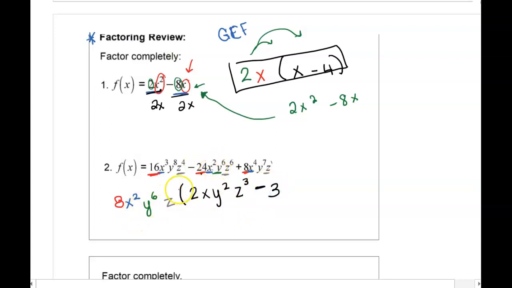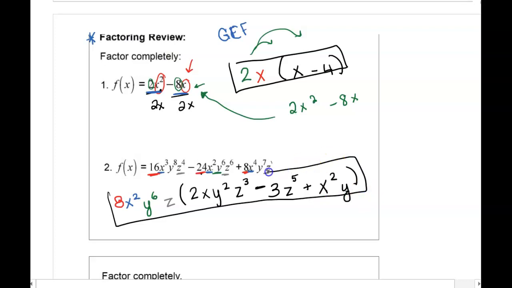X squared divided by x squared is 1, so when we're multiplying, I don't have to write it. Y to the 6th divided by y to the 6th, again, is just a 1. And then I have a z to the 6th divided by z, which is z to the 5th. And then the last one, plus. Well, 8 divided by 8 is 1. X to the 4th divided by x squared is x squared. Y to the 7th divided by y to the 6th is just y, and then a z divided by z is just 1. So this should be my final factored answer. And if you distribute this, guys, you should come out with the same thing as the original. And if you don't, you did something wrong.